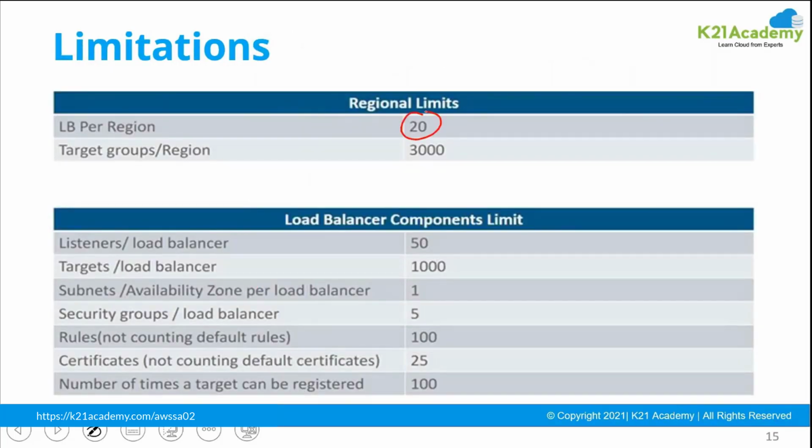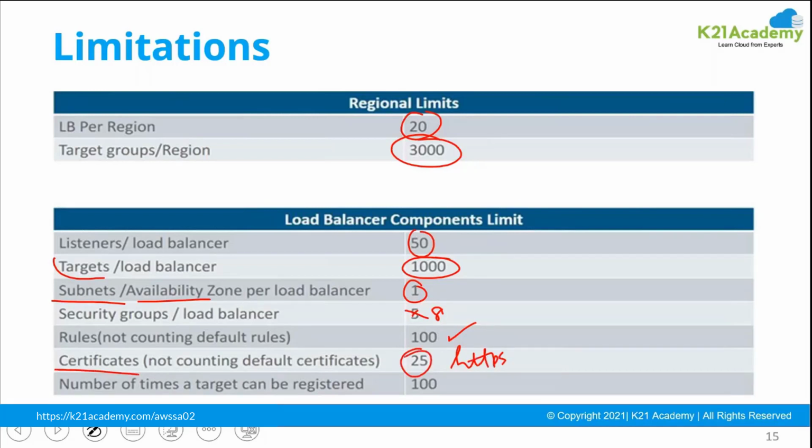Again, the limitation says only 20 application load balancers per region, target groups up to 3000, listener ports only up to 50, targets 1000, subnets per availability zone is still 1, security groups 8, and rules, I'll show you where the rules can be created. It can be up to 100 rules which can be created. If you want to enable HTTPS certificate attachment, 25 certificates can be attached. The number of times the target can be registered is 100 times.